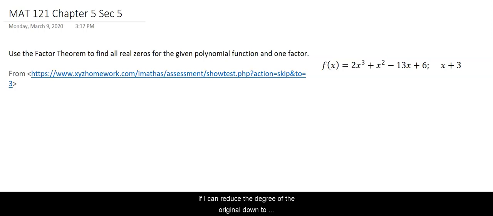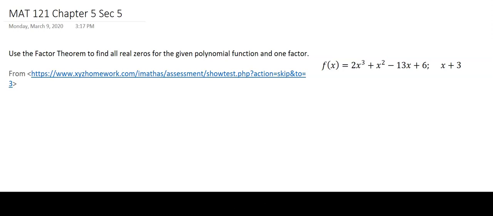If I can reduce the degree of the original down to something that's quadratic, I can then either factor it or I can use the quadratic formula to solve for the remaining zeros. So we're going to take this problem and its known factor of x plus 3, and we're going to reduce it to find all of the solutions to that polynomial equation.